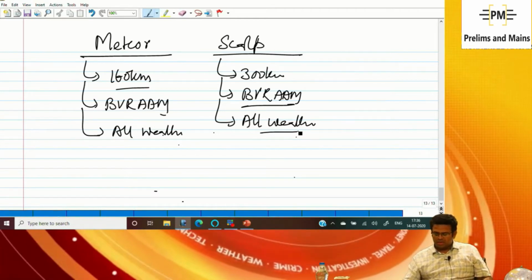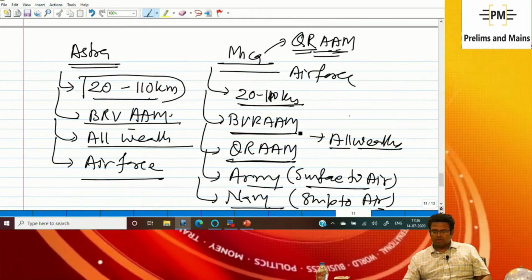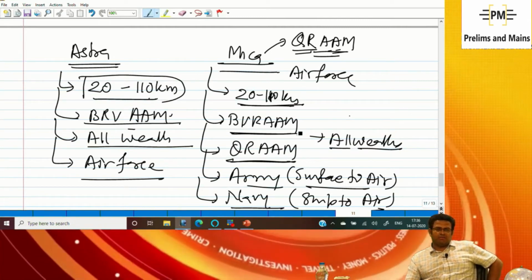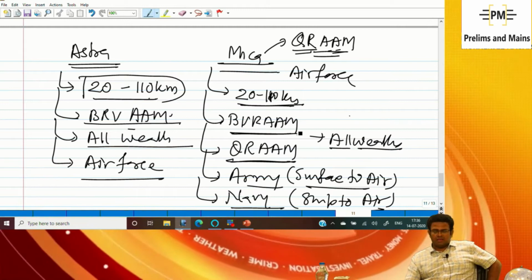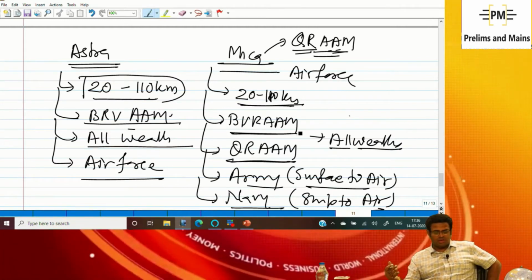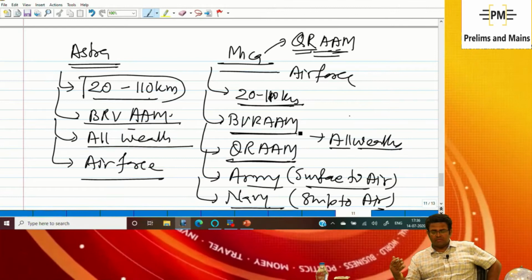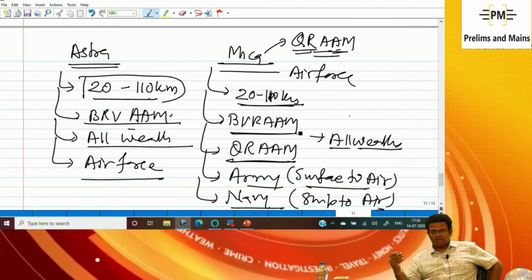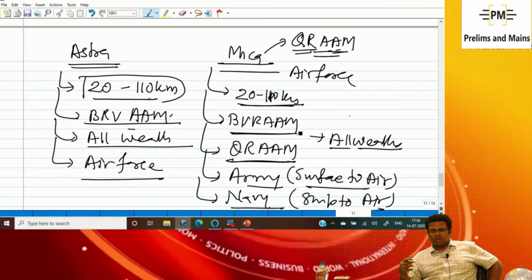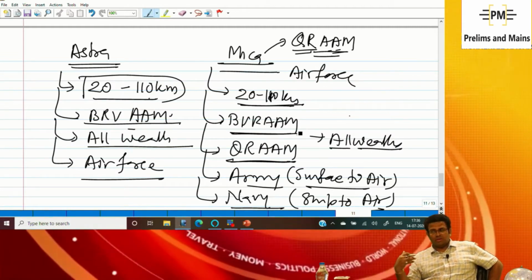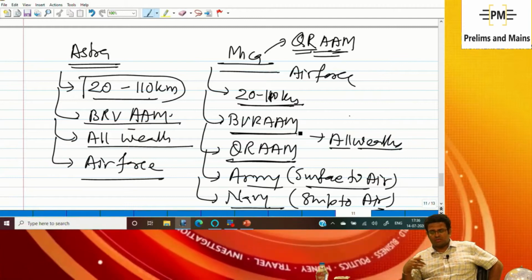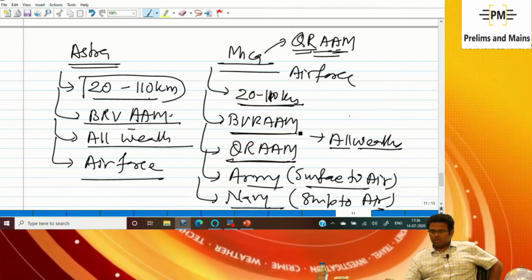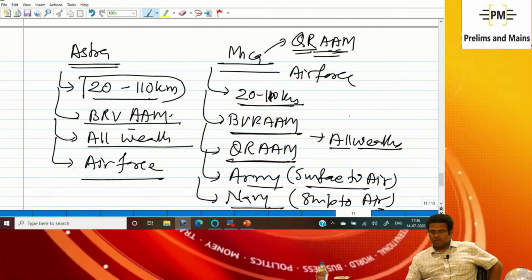So there are Astra, Mica, Meteor, and another, the Scalp missile. Astra is 20 to 110 kilometers, a BVRAAM, all weather, Air Force. And Mica, you have seen, is 20 to 110 or 120 kilometers BVRAAM. It is also a QRAAM. The reason behind it is a quick reaction, fast reply, and 100% accuracy. An army version and a navy version of Mica also exist.